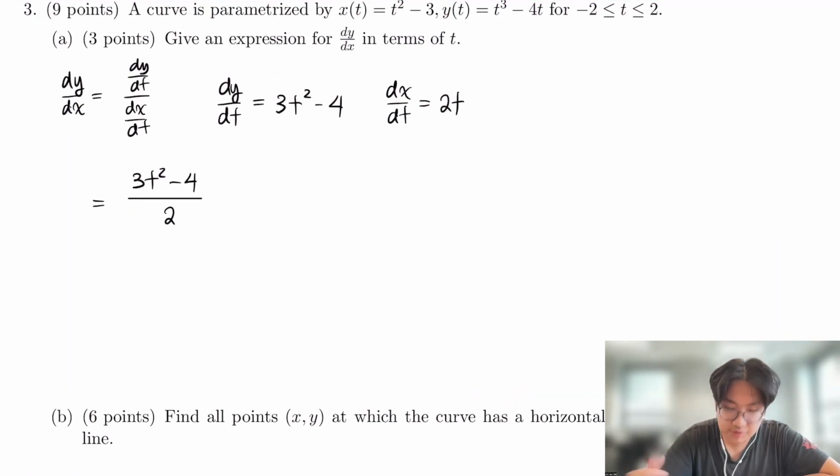Yeah, lots of space just for this one question. Again, don't get thrown off too much by it.